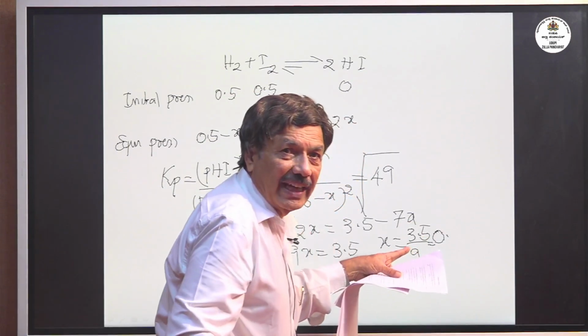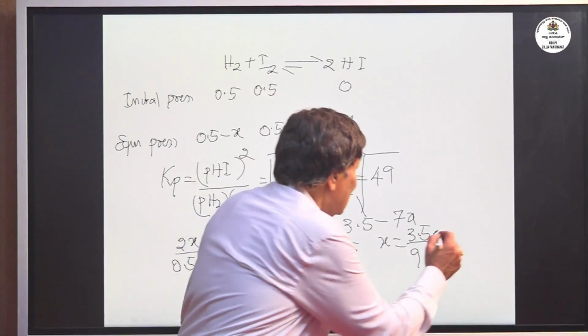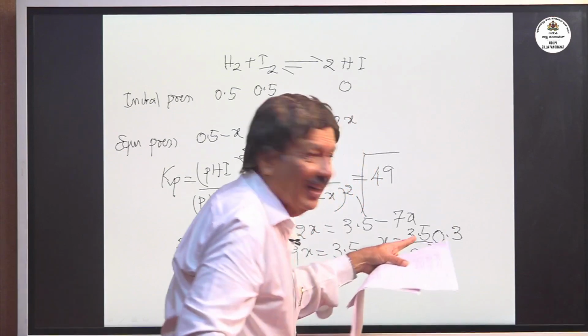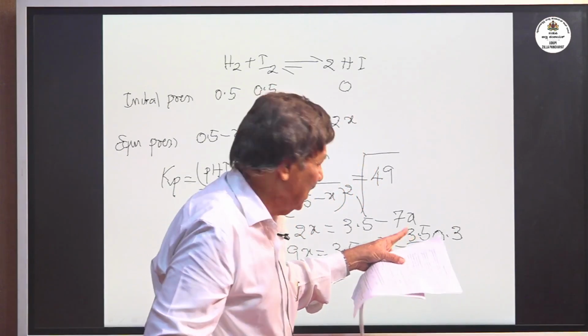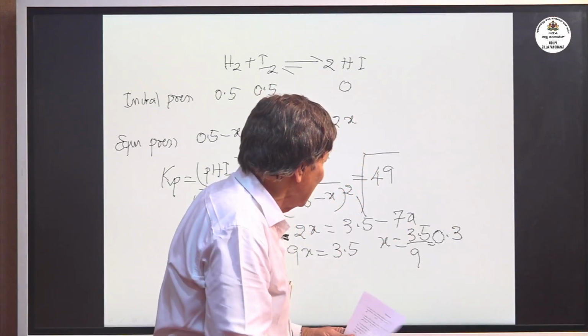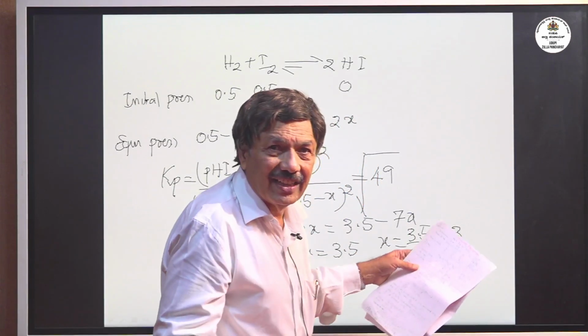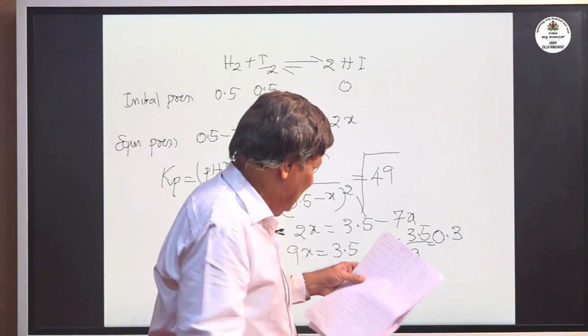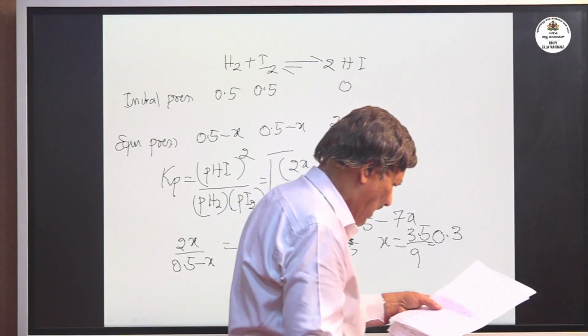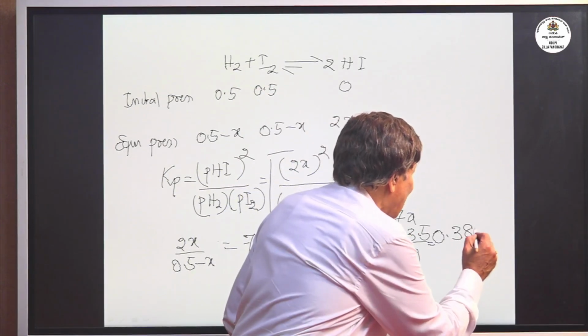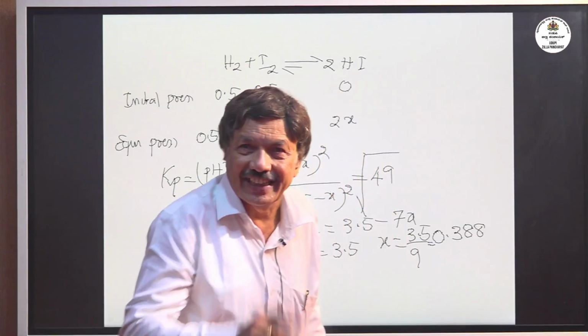Correct? So 9 3s are 27, 27. Okay, so then what remains? 9 3s are 27, 27, then 35. So 9 6s are 54, 9 8s are 72, and it continues like that.